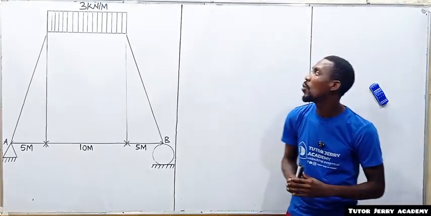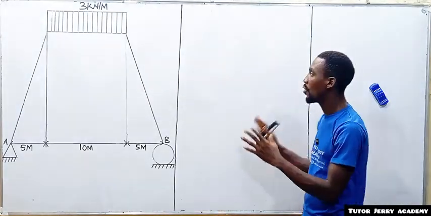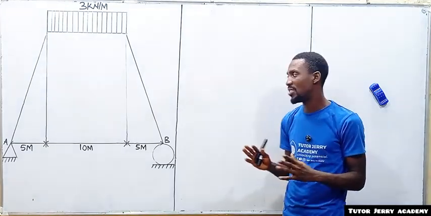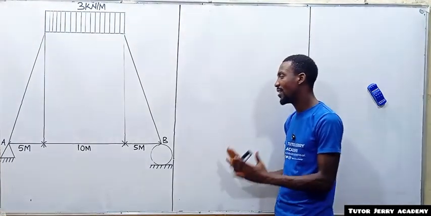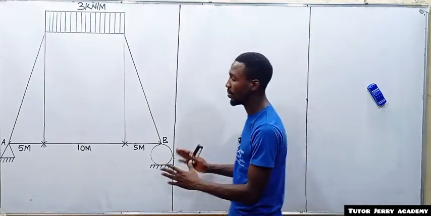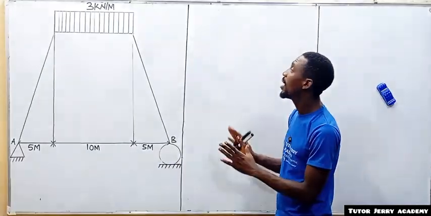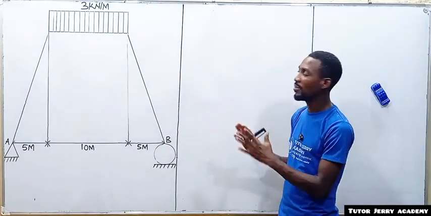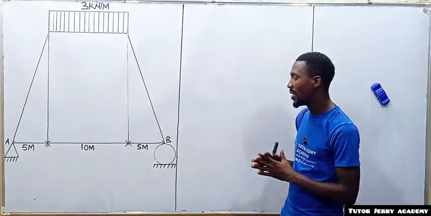All right, so we are going to solve another question on frame analysis. The question says we should find the reaction at the support of this frame. All right, so how do we do this? This question is straightforward. We just need to draw the free body diagram.